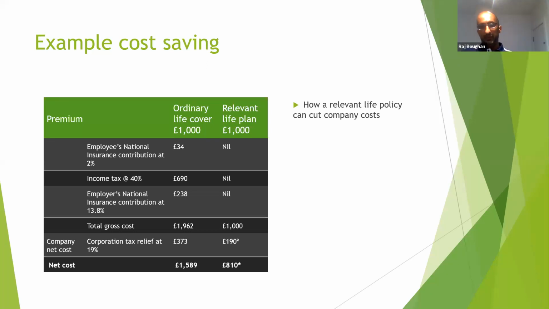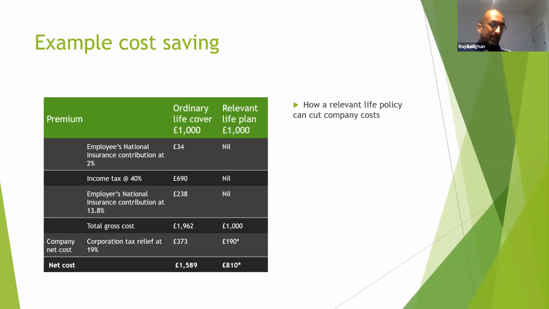Now you might be saying, hang on a minute, Raj, I don't pay myself like that. I'm smart. I pay myself a small salary with a dividend, so I don't pay all those extra expenses. However, you still have to earn more than the £1,000 to pay the £1,000, if that makes sense. However, if you look on the right-hand side, the relevant life plan, the net cost is £810. If you compare it, it's practically half the cost of the left-hand side.